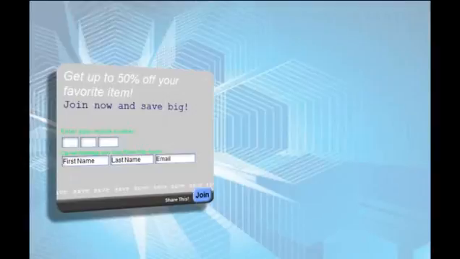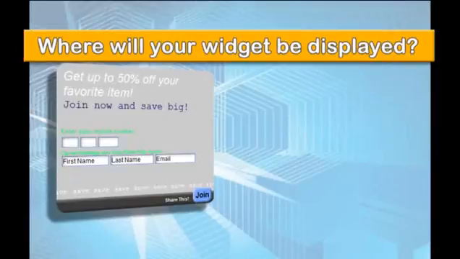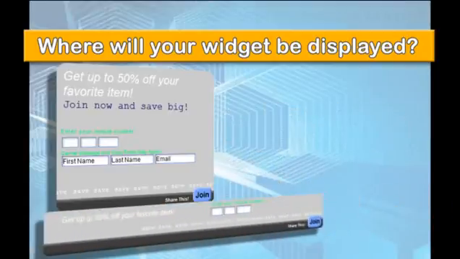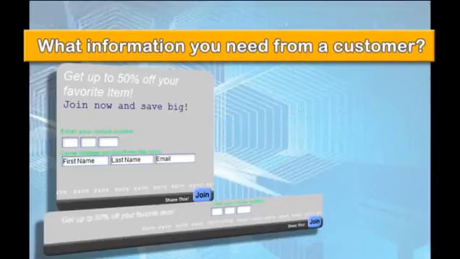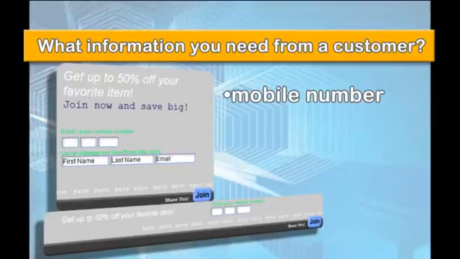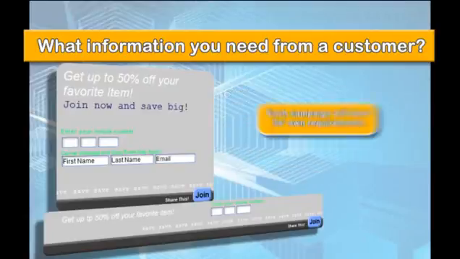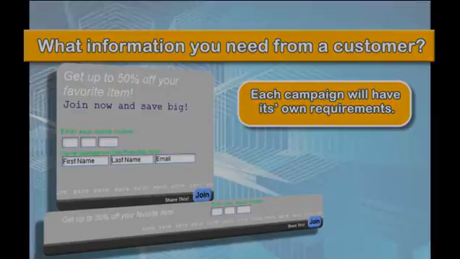Before creating an opt-in widget, it is helpful to know where it is going to be displayed. Is it on a mobile web page or regular web page, an email, or Facebook, a banner, or full-sized widget? We'll also need to know what information you need from a customer: their mobile phone number, email address, area code, personal information. Each campaign will have its own requirements.